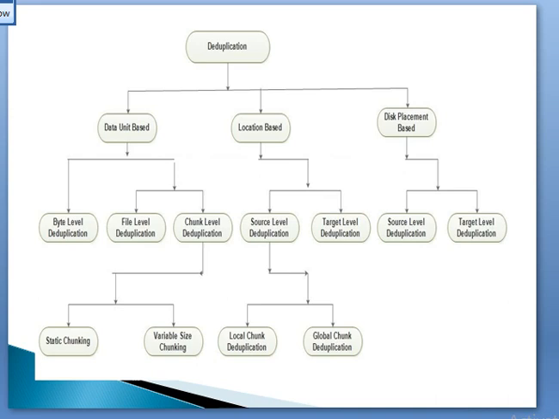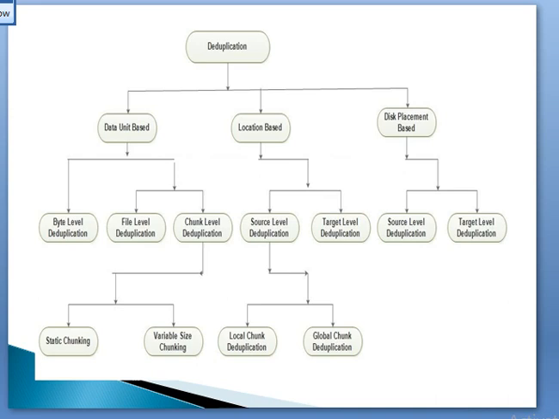In the data unit based, there is byte level data deduplication, file level data deduplication and chunk level data deduplication technique. Byte level data deduplication technique: suppose the data is sent over the network, then every bit of the data is checked, so that if the bit sequence is matched, then the data is not placed on the network, otherwise it is placed on the network.